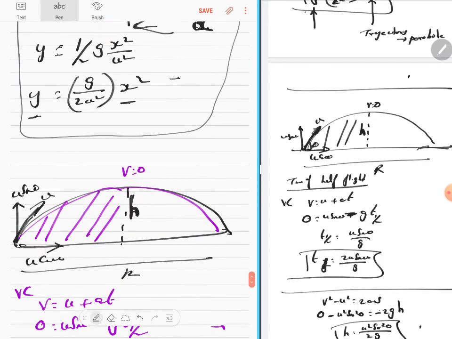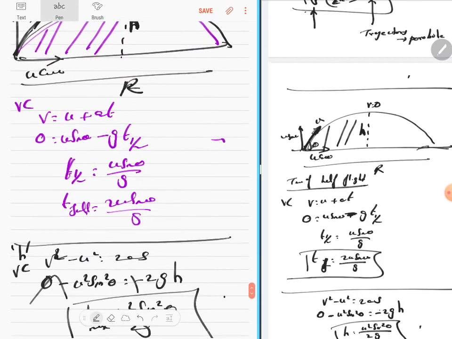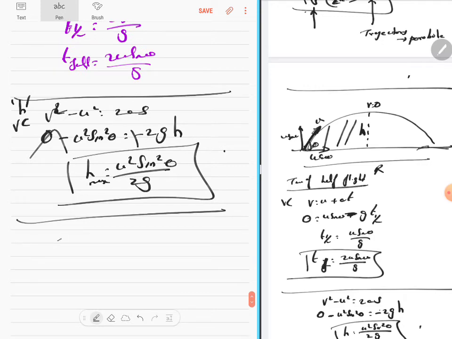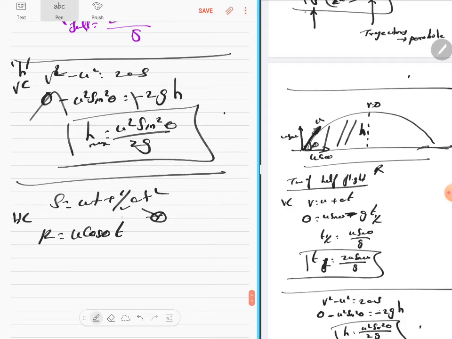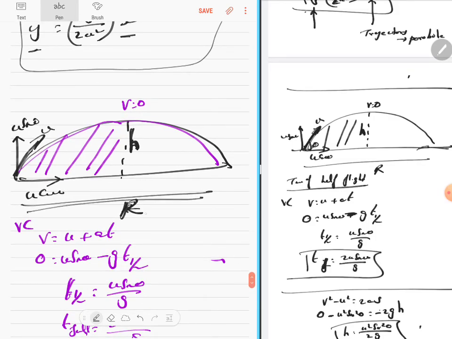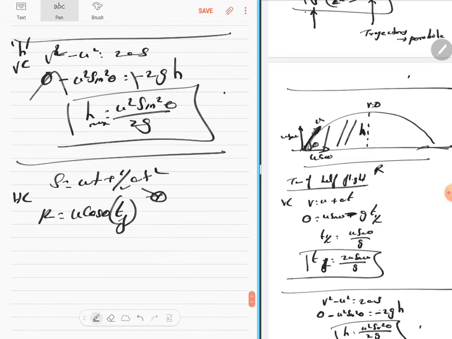Next is to find the range, which is this range, and you can use the formula S is equal to ut plus half at square, where S itself is the range, and range is the horizontal component. So u cos theta will be the horizontal component and time will be there, but gravity will not be there in the horizontal component, so you can leave it as 0. And this is for the time of full flight, because range covers the entire distance. So t is the time of full flight, which you already know.